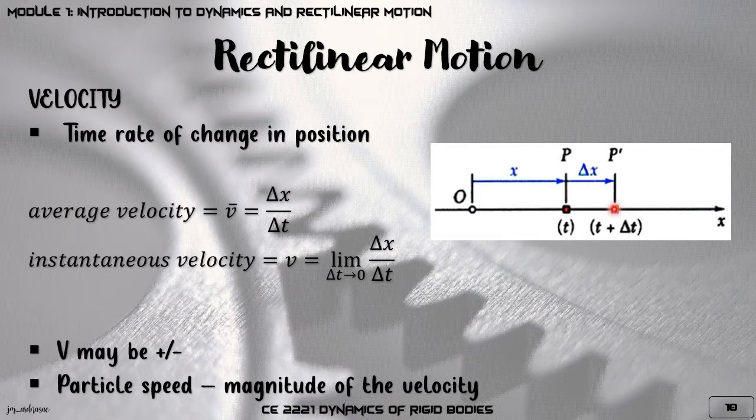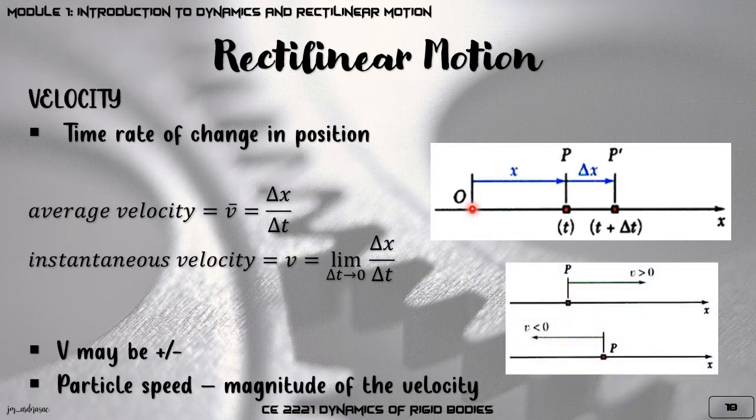Likewise, it would be the same if I want to determine the velocity of the particle at P prime from point O, that will simply be x plus delta x all over time plus delta time. So if the particle now is moving in the positive x direction, or the velocity is greater than 0, then it is a positive velocity. And if the particle is moving in the negative x direction, in which the velocity is less than 0, then it is a negative velocity.